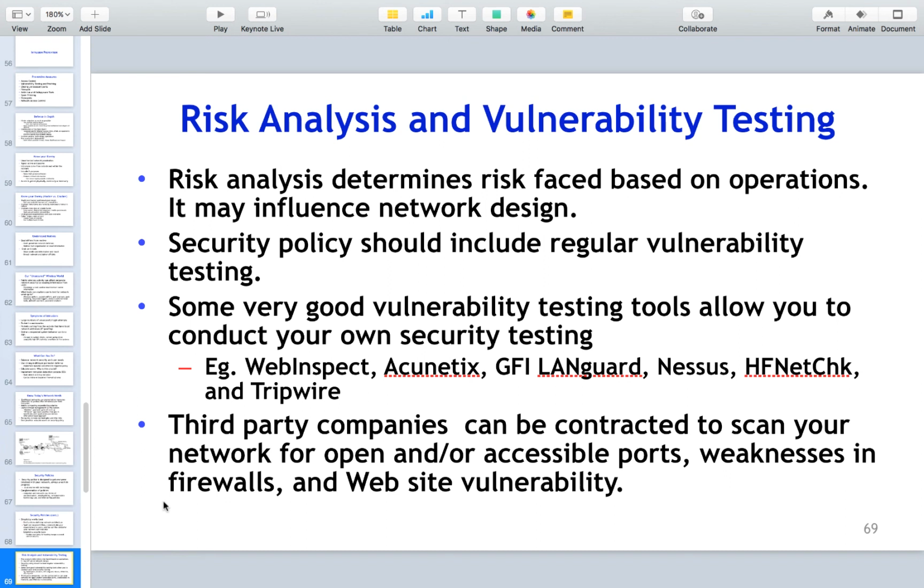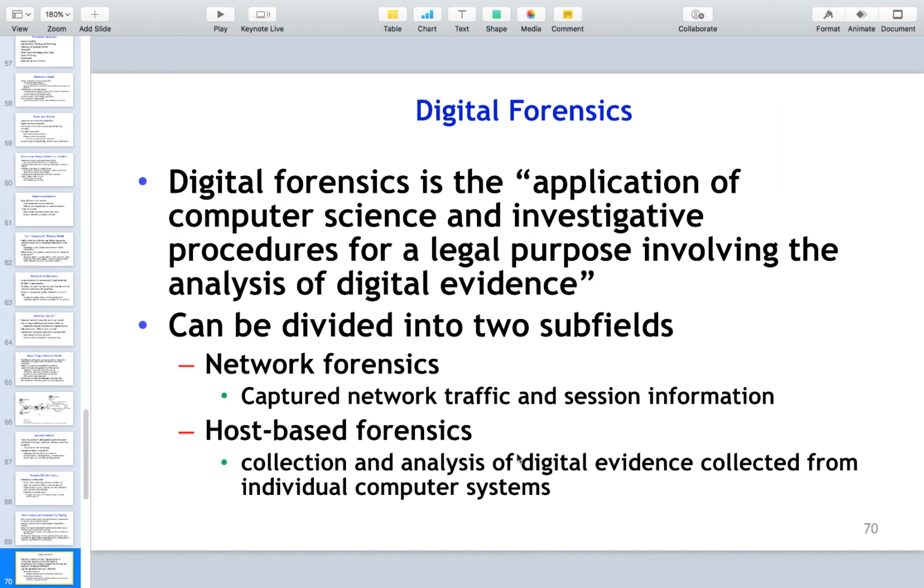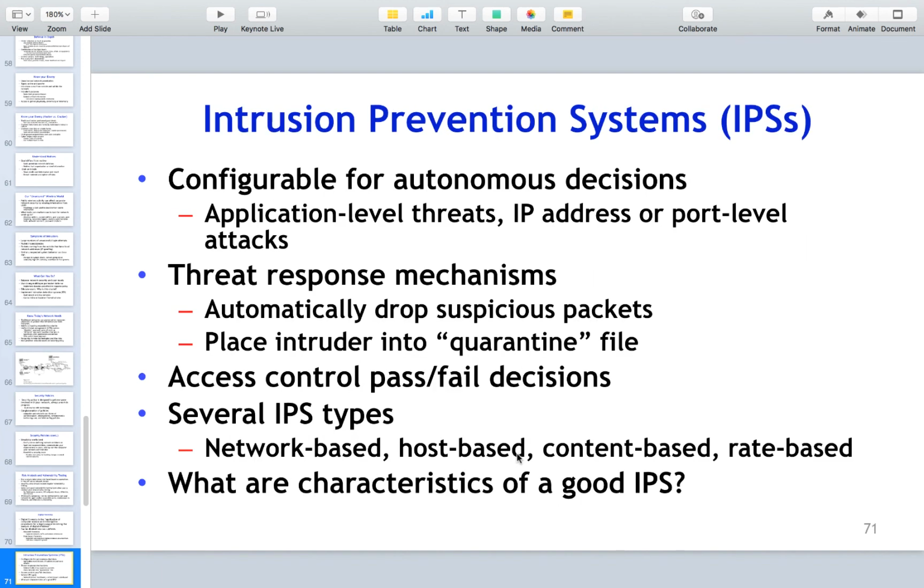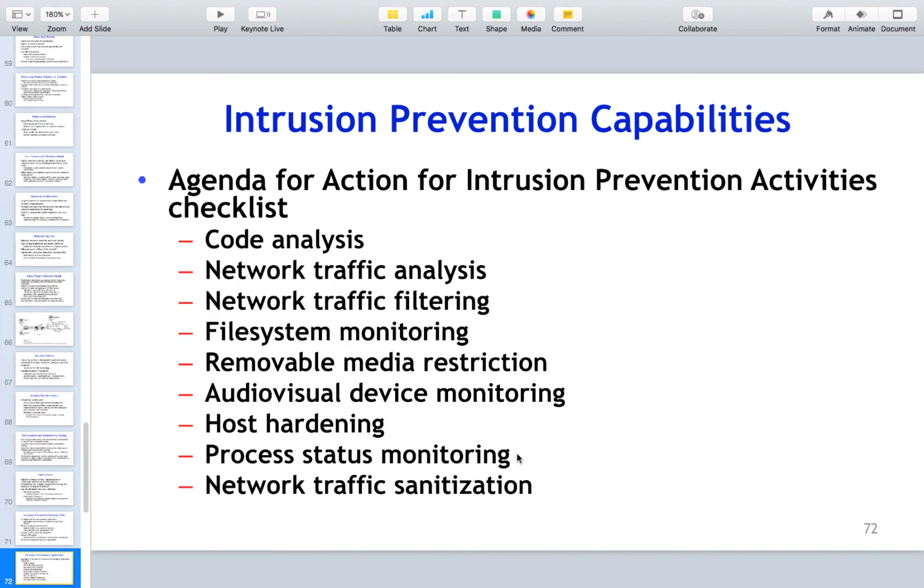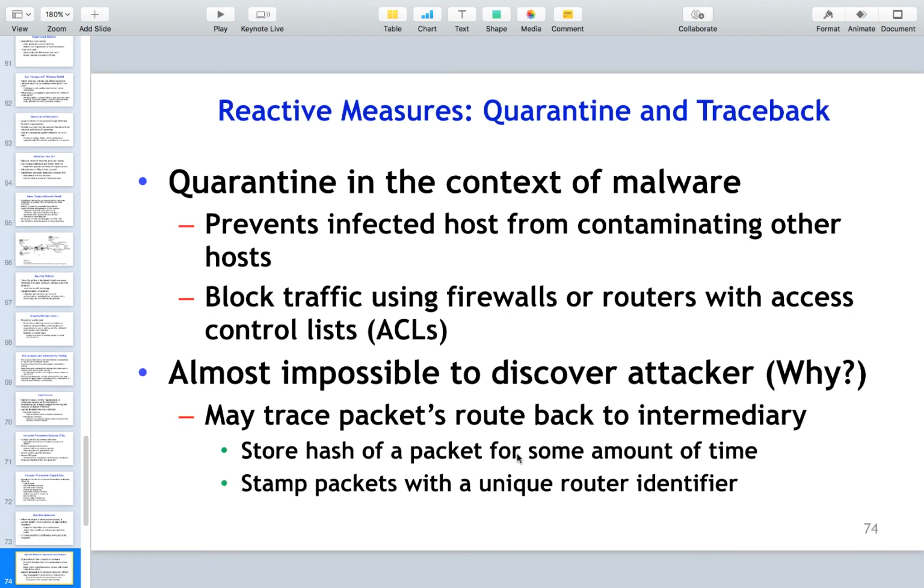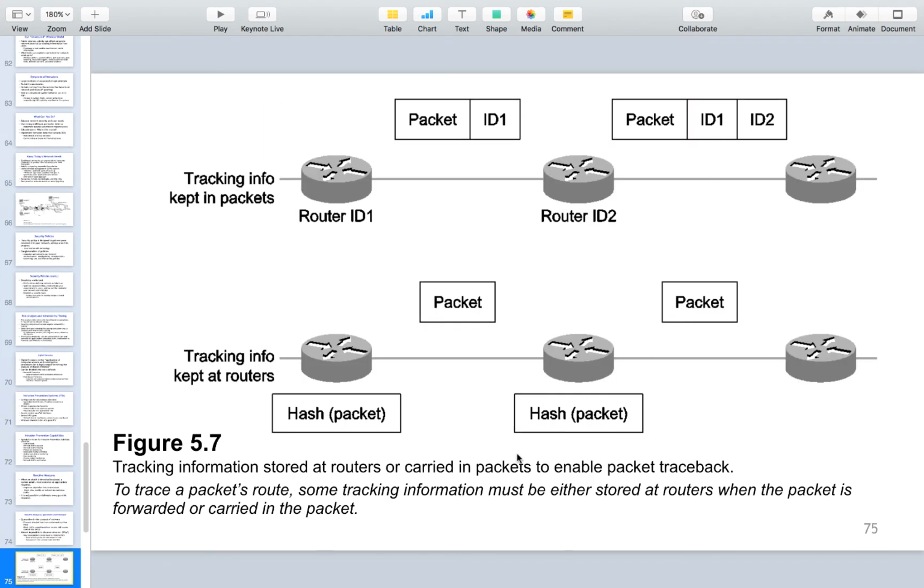Have a risk analysis and vulnerability testing. I was talking about this with red team type exercises. There are different vulnerability scanners out there that will scan your entire network, like Nessus, and there are several other ones on here. There's some open source stuff out there as well. We're not going to dig too much into digital forensics until we get to several weeks before the end of the semester, so I'm really not going to worry too much about that.